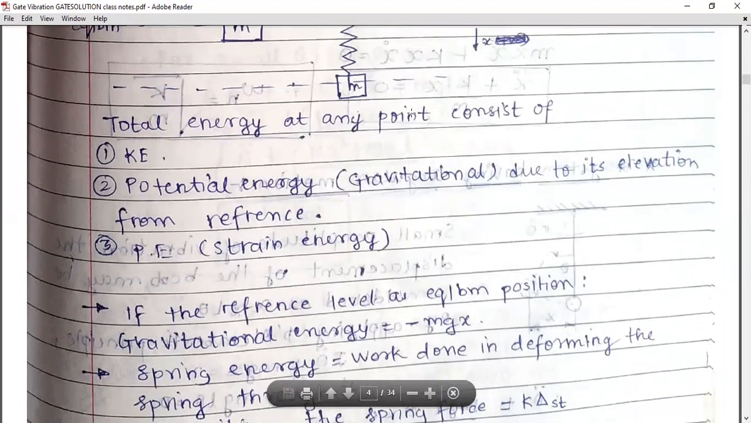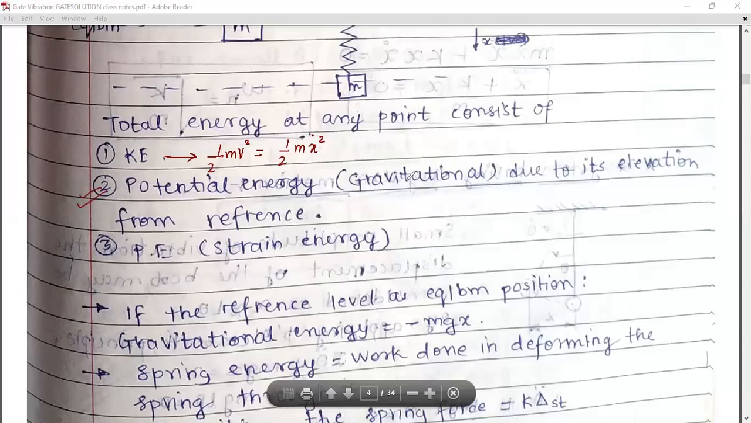Yes, sir. Okay, great. So you can see that when the body is in motion, it is defined by your kinetic energy, right? And it should be written as half m v square. But in vibration, it should be written in the form of half m x dot square. Clear? Now the potential energy.